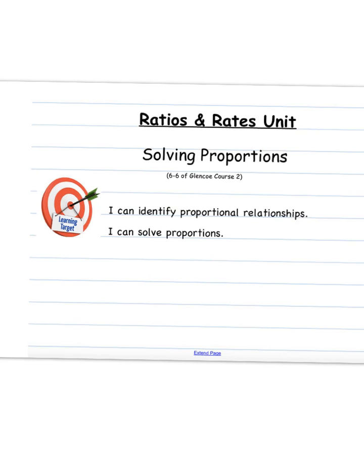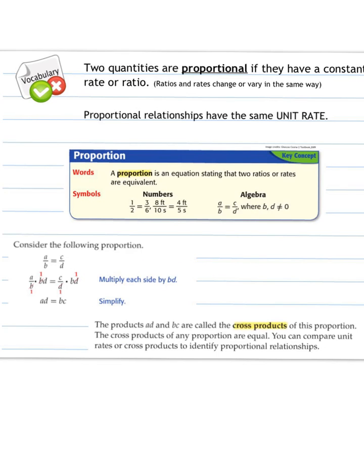Hello, boys and girls. We are on 6-6 from our textbook, which is solving proportions. Our learning targets for today are: I can identify proportional relationships and I can solve proportions.